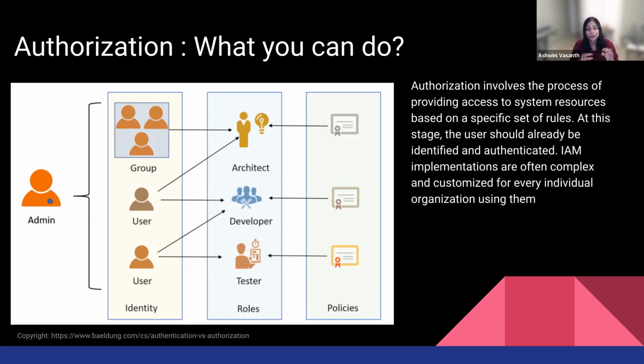And then to that particular role, I want to apply certain policies. So maybe I want to give access to a particular kind of document repository to the architect and a different kind of repository to the tester, right? So that's where the authorization comes in. So this is also commonly referred to as role-based access control, RBAC.